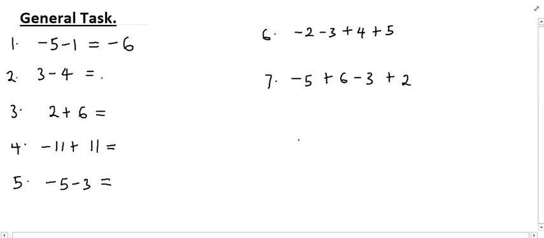3 minus 4 looks confusing, right? Okay, it's very much simple. You can just apply arithmetic. So this is from rule 3. 3 minus 4 is not possible, so minus 4 minus 3 is what? 1. Okay, 2 plus 6, very much simple. That's just 8.